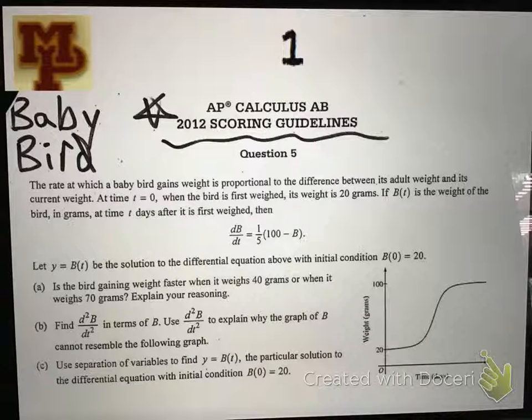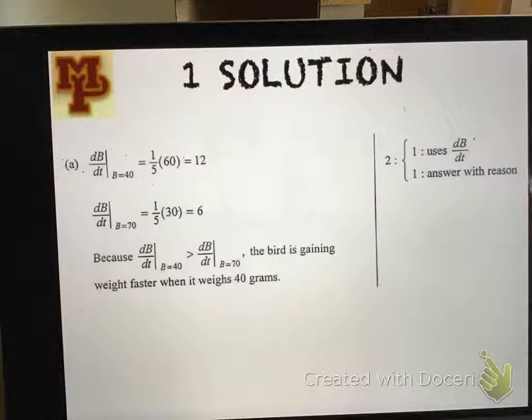Well, we can use the differential equation because that gives the rate of change of the baby bird's weight as it relates to time. So we can just take the 40 and the 70 and plug them right into that differential equation. When we plug them in, we get 12 when the baby bird's at 40 grams, and then we get 6 when the baby bird's at 70 grams. And so we can tell that it's definitely gaining weight faster right in the beginning. Doesn't that make sense that the baby would be gaining weight faster when it's a little bit younger than as it gets older?